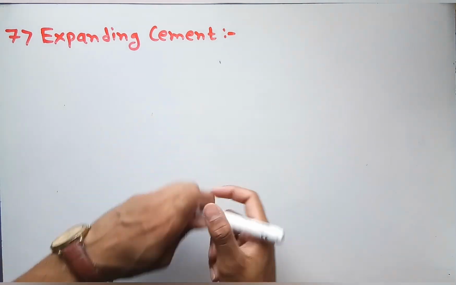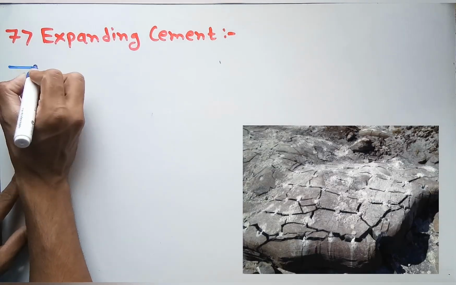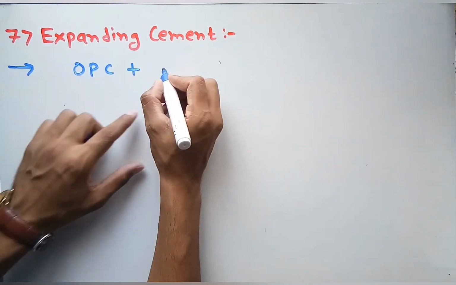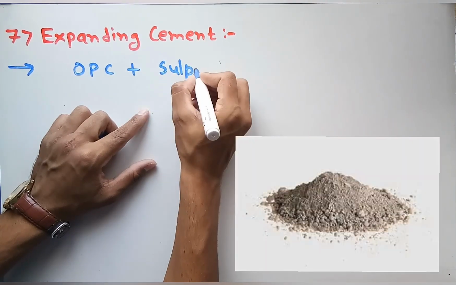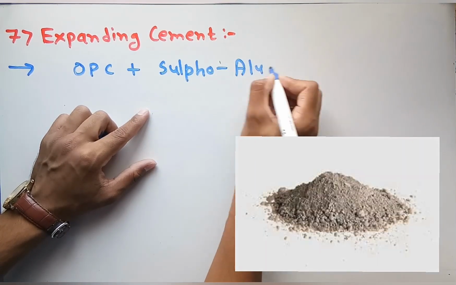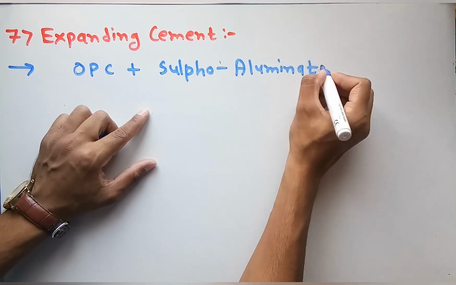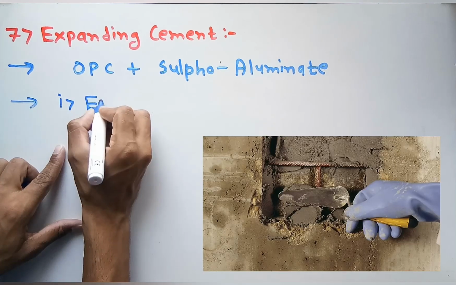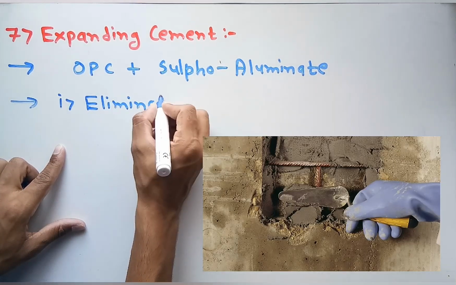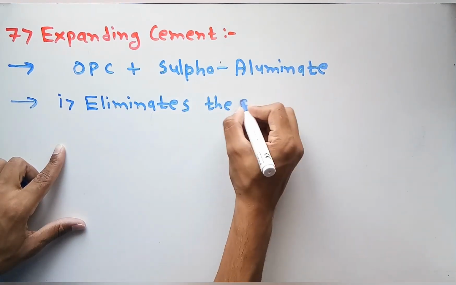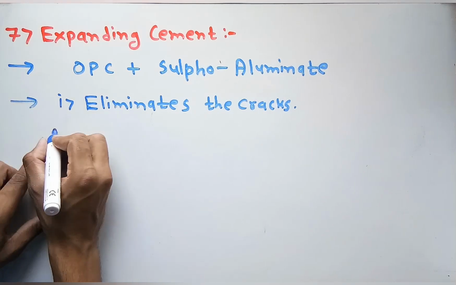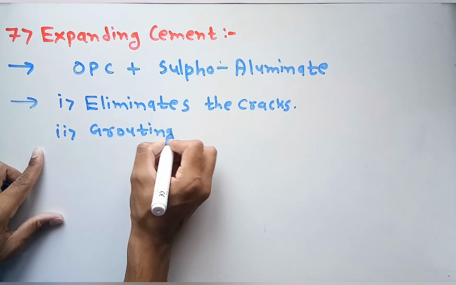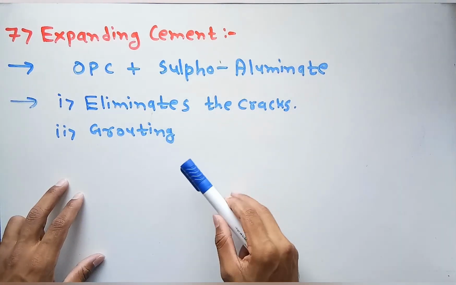Now we will move towards our last topic, that is expanding cement. The proportion of the raw material for expanding cement is OPC along with sulfo-aluminate. Now we will see its uses. It can be used to eliminate the cracks, and along with that it can be used for grouting purposes. So this is all about the expanding cement.